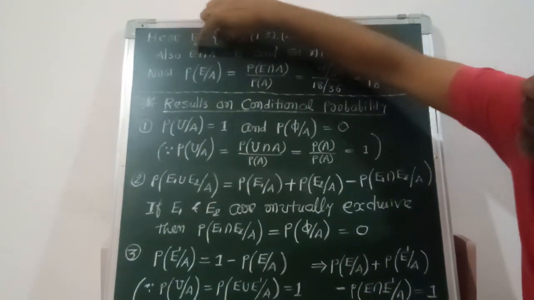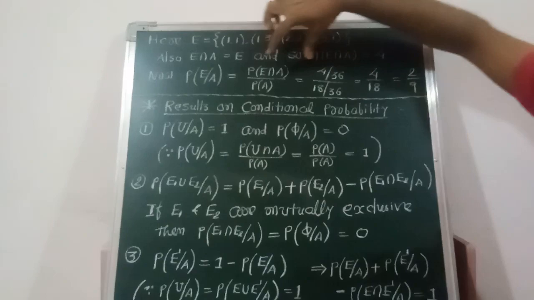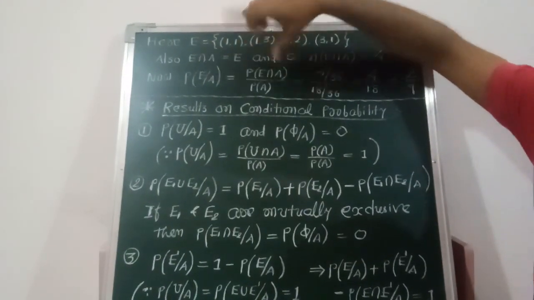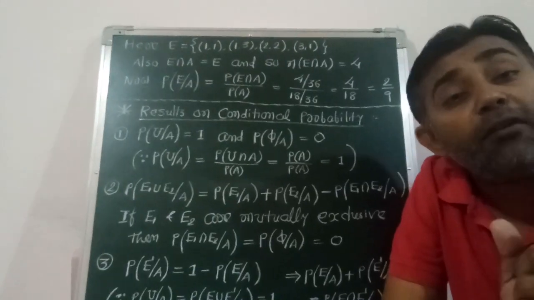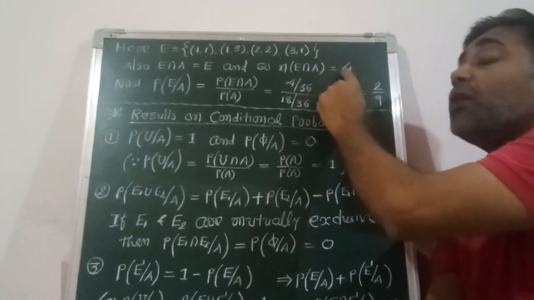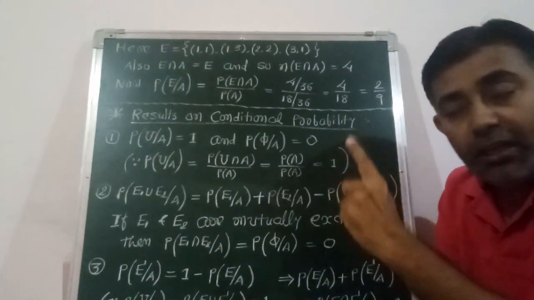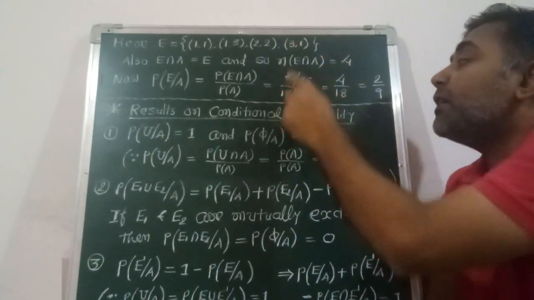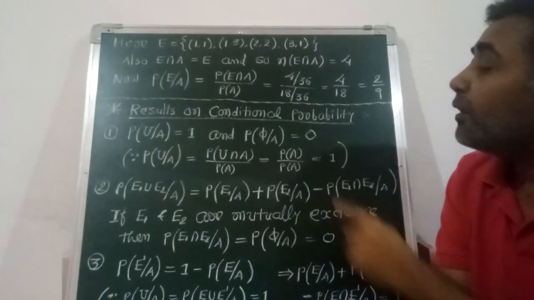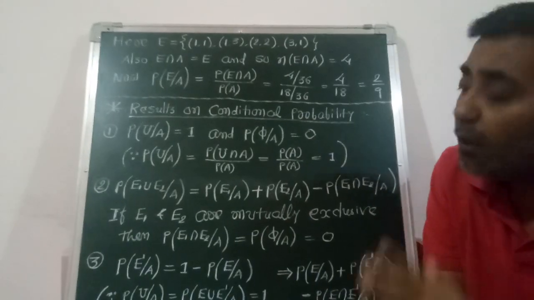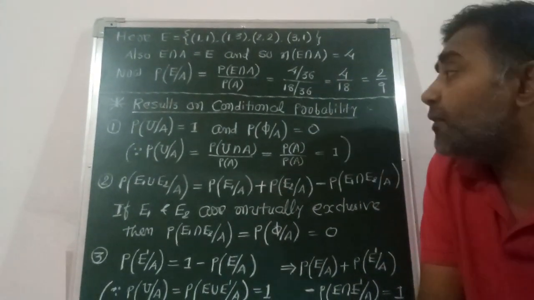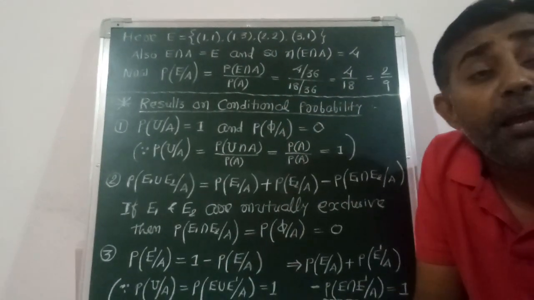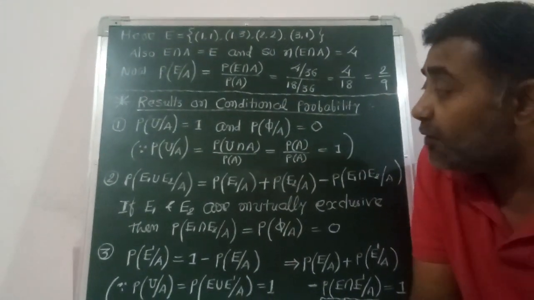In the case of E intersection A there are 4 elements. So probability of E intersection A, as per our formula of probability, that probability of any event is possible outcomes upon total outcomes in sample space. So 4 by 36, 18 by 36, 36 cancel, and finally we get 4 by 18, which is 2 by 9. So this is a very simple result to find any conditional probability if it is given.